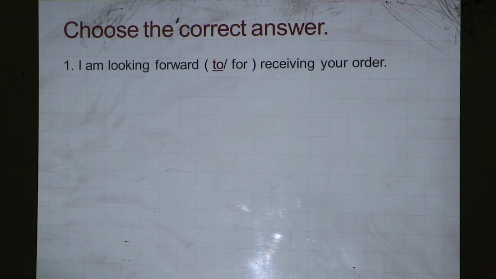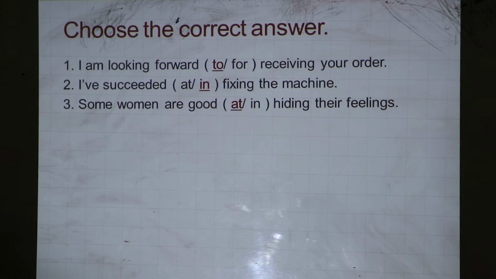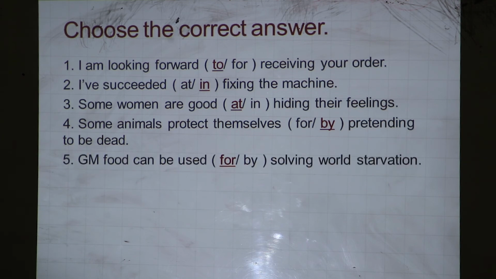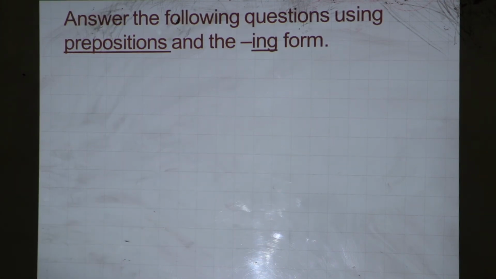Now, check your answers. Number 1, I'm looking forward to receiving your order. Number 2, I succeeded in fixing the machine. And number 3, some women are good at hiding their feelings. Number 4, some animals protect themselves by pretending to be dead. And number 5, GM food can be used for solving world starvation. Number 6, I'm thinking of selling my car.